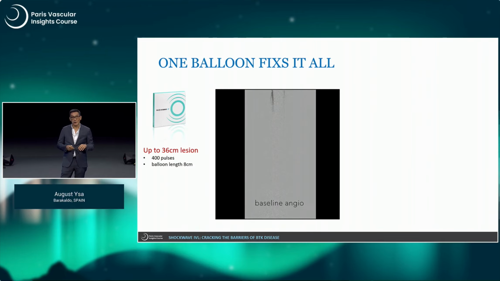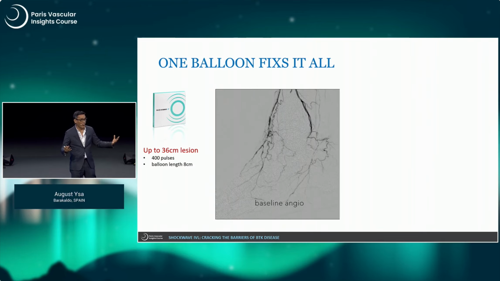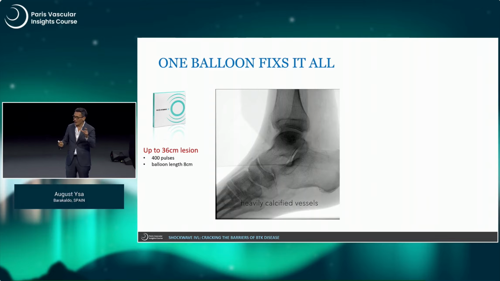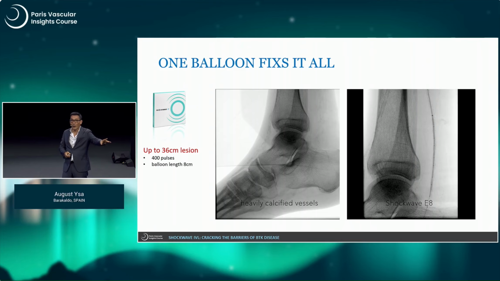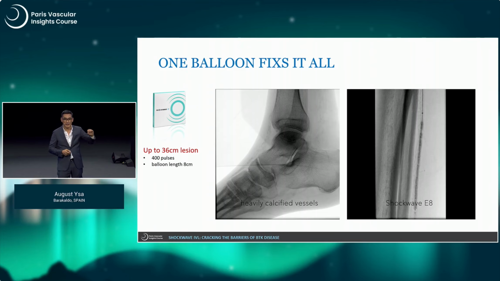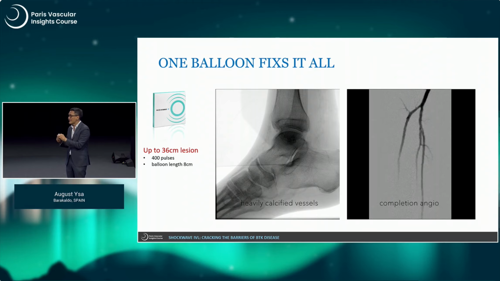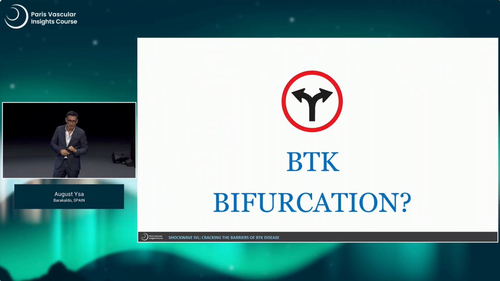But for this, you can use the new E8 catheter. We're talking about a longer catheter, 8 centimeters, with 400 pulses, which allows you to treat 36 centimeters, the entire length of lesions, like in this case, where we treated the distal posterior tibial and the proximal with the same balloon, a 3 millimeter balloon.